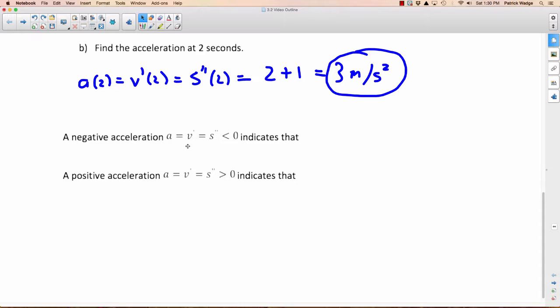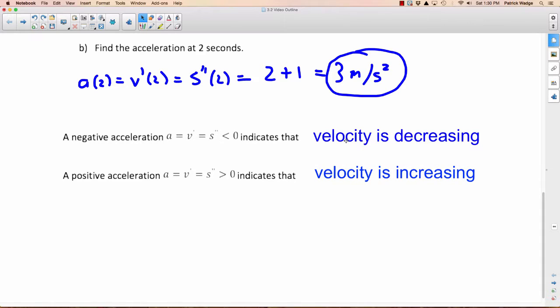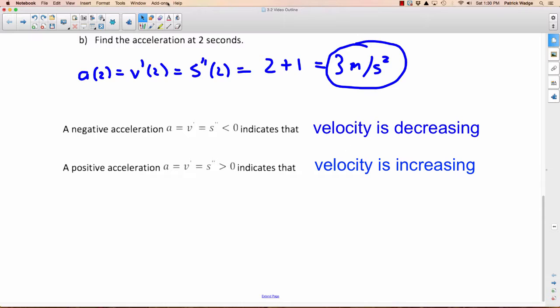mean about velocity? It means the velocity is decreasing, right? You're going slower and slower and slower. Alternatively, if you have a positive acceleration, then velocity is getting faster and faster and faster. Velocity is increasing. So to finish off here, let's just draw a very simple little graph.